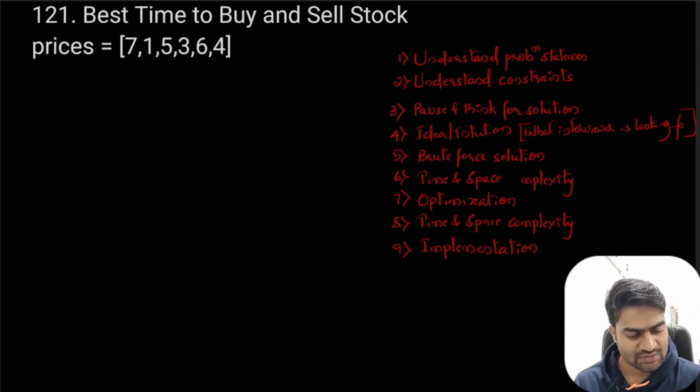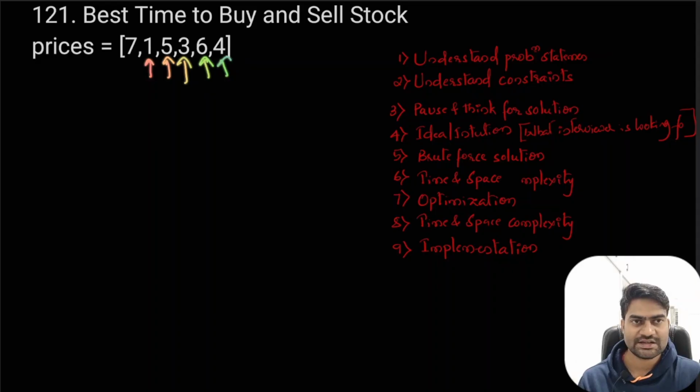Okay, so here I have the prices. This is the price of a stock on day 1, this is on day 2, this is on day 3, day 4, day 5, and day 6. Now we can buy the stock on any day and we will have to sell the stock on the upcoming days, not the day before that particular day.